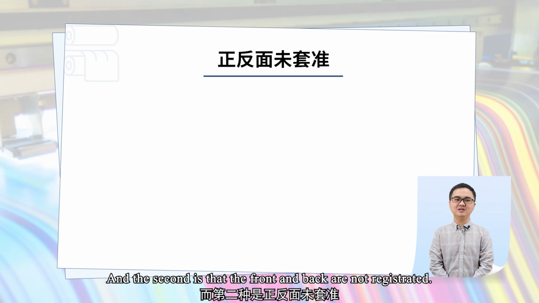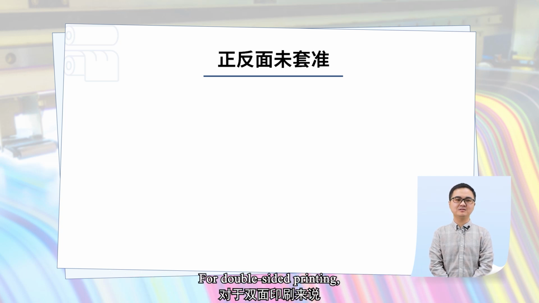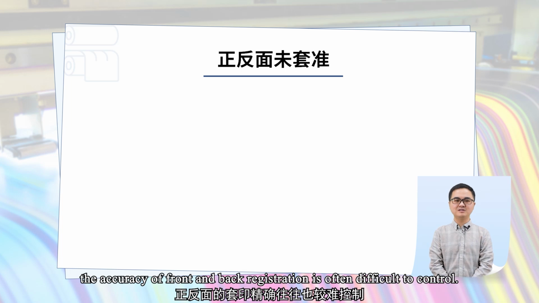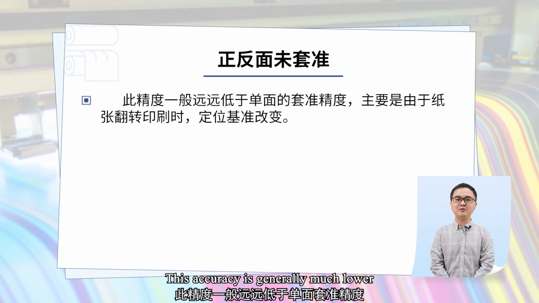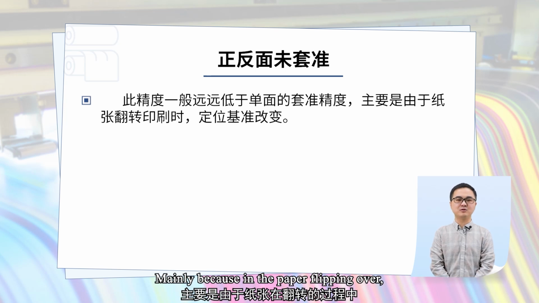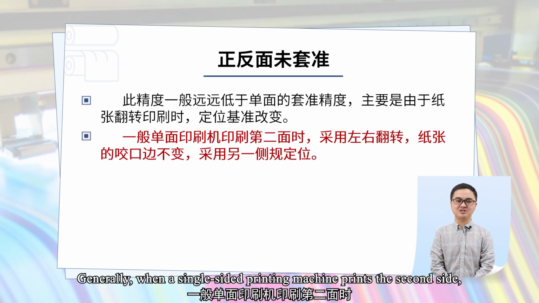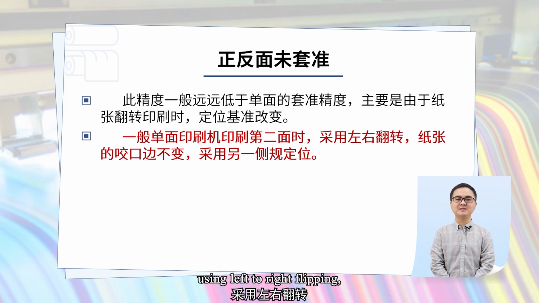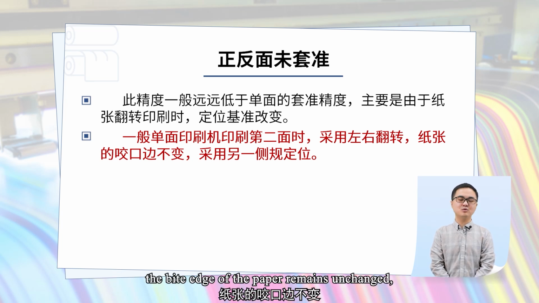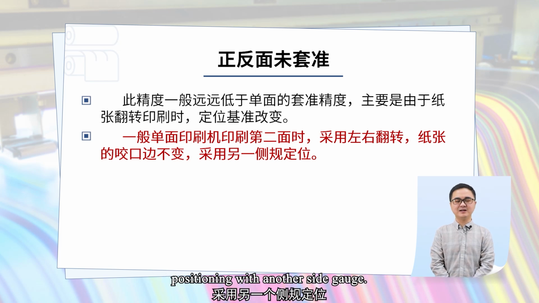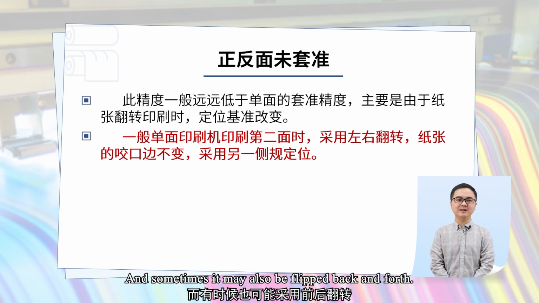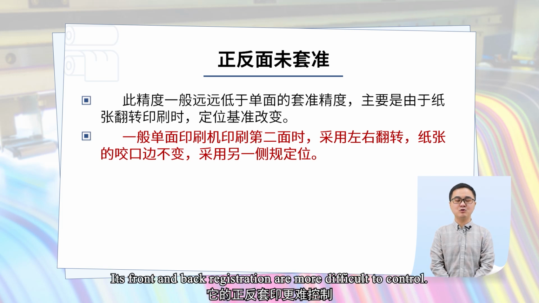And the second is that the front and back are not registered. For double-sided printing, the accuracy of front and back registration is often difficult to control. This accuracy is generally much lower than the single-sided registration accuracy, mainly because in the paper flipping over, the positioning reference has changed. Generally, when a single-sided printing machine prints the second side, using left to right flipping, the bite edge of the paper remains unchanged, positioning with another side gauge, and sometimes it may also be flipped back and forth. Its front and back registration are more difficult to control.